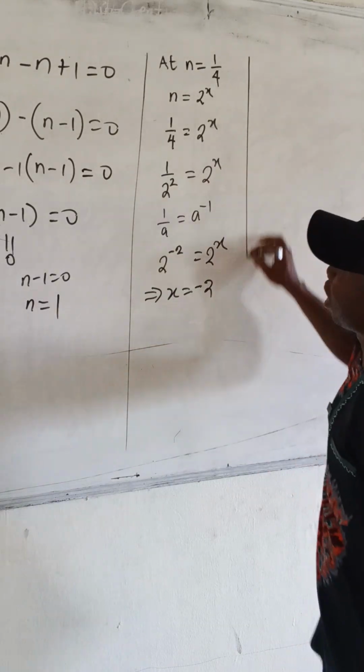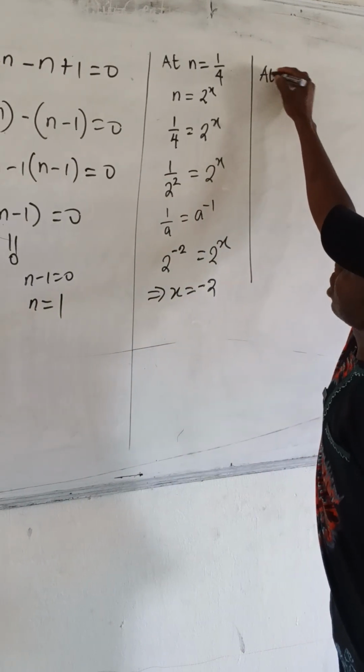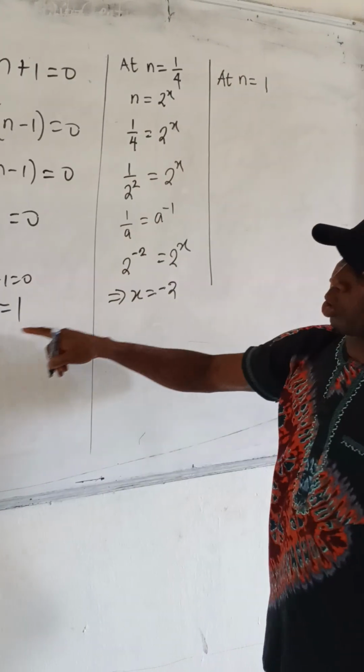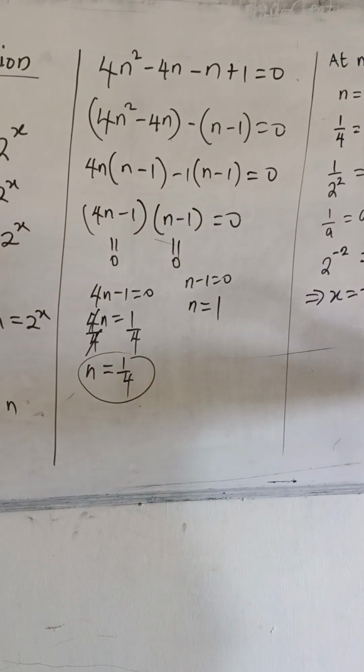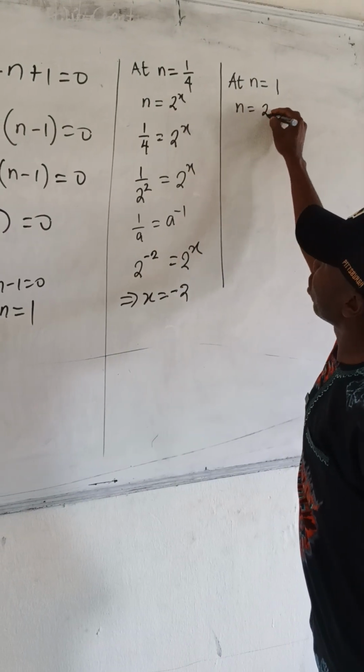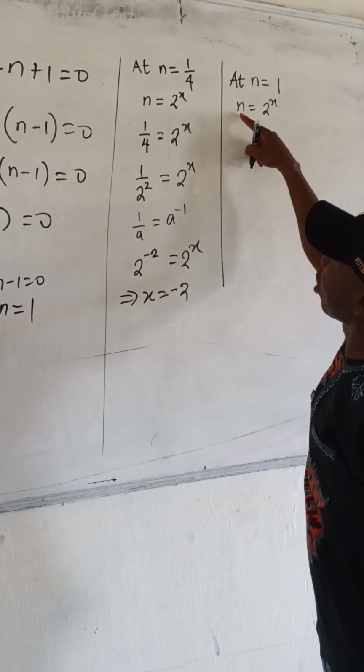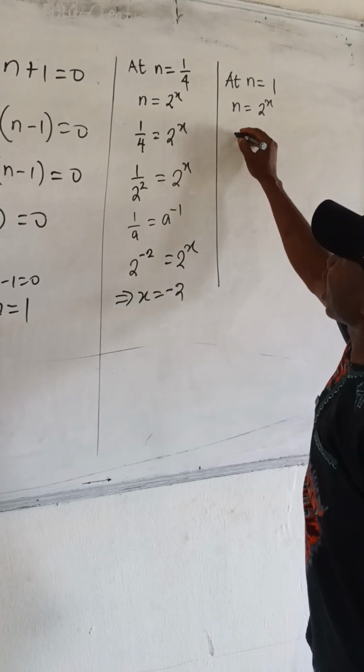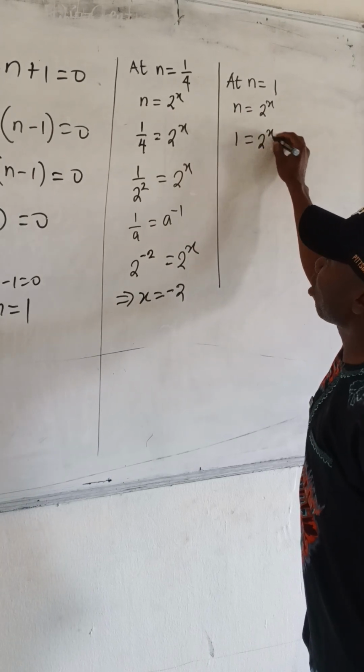Let's check the second case, that is at n equals 1. Remember, we had two values of n, so let's consider this one. Here, we are going to replace in this equation, n is equal to 2 raised to the power of x, replacing n with 1. That means we have 1 equal to 2 raised to the power of x.